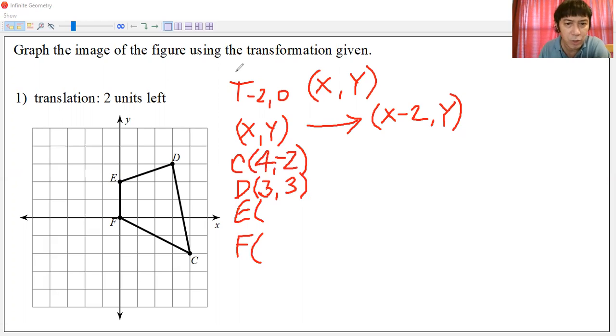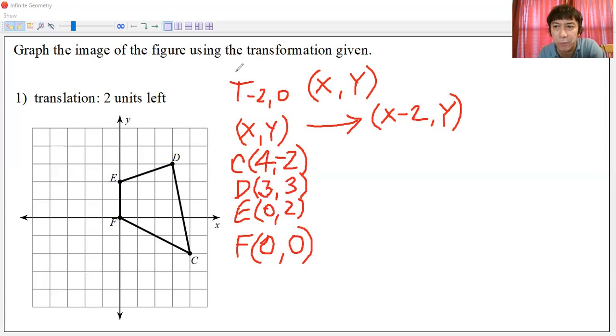Next is we have the point E that looks like at the y-axis that looks like (0, 2). So let's write that (0, 2) there. And then we have the F. The F is located at the point of origin. So this is (0, 0). Okay, now these are the coordinates of the original figure, which is on screen, the black drawing there.